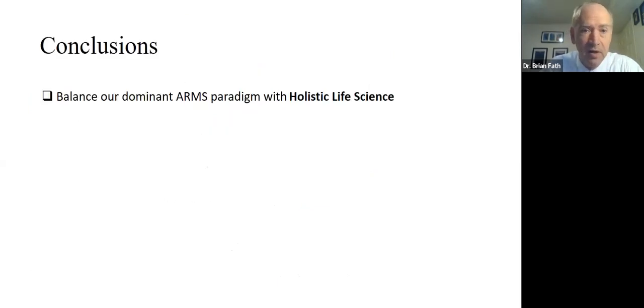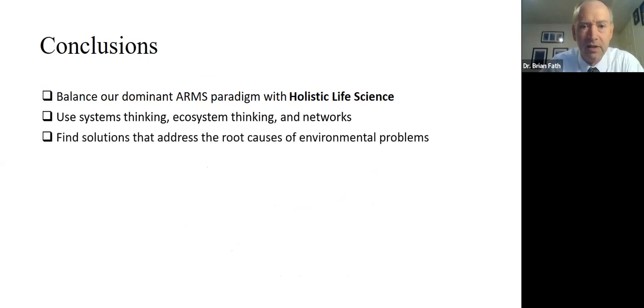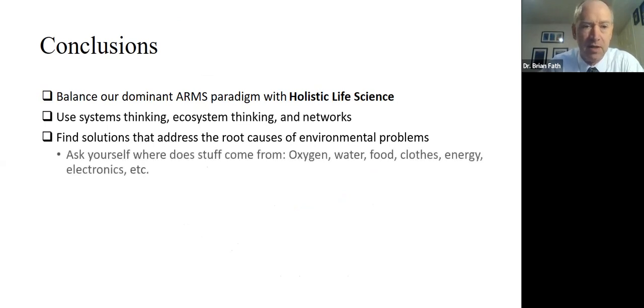Okay, so some conclusions. How do we balance our arms paradigm, our reductionistic mechanistic paradigm with holistic life science? We think that's part of this change, and that involves using systems thinking and ecosystem thinking and networks much more than we do already. Trying to find solutions that address the root cause of environmental problems and not just treat the symptoms of the problems.